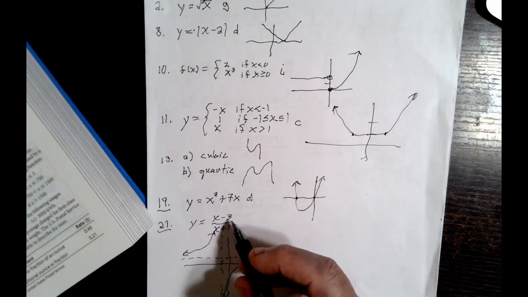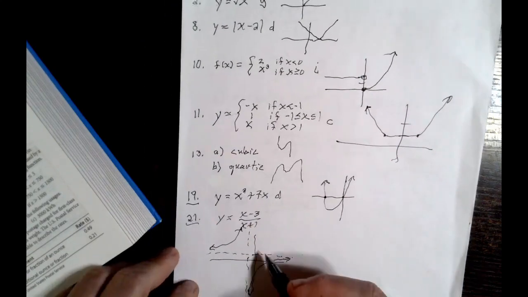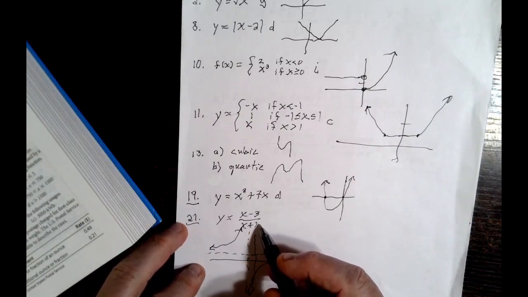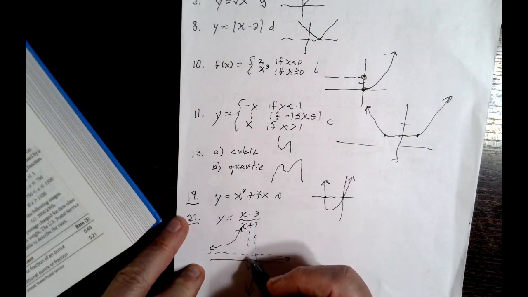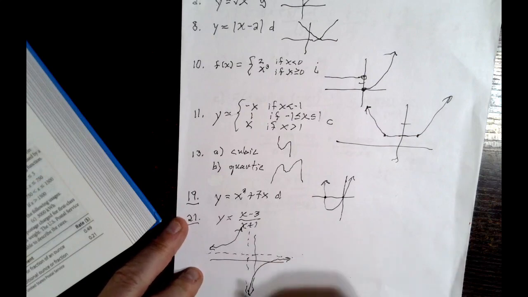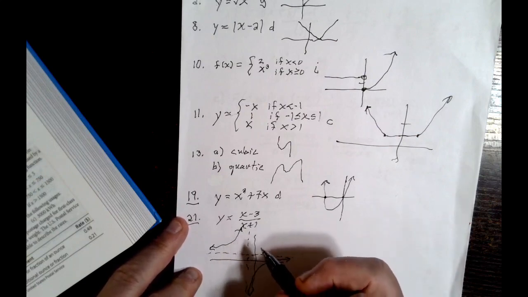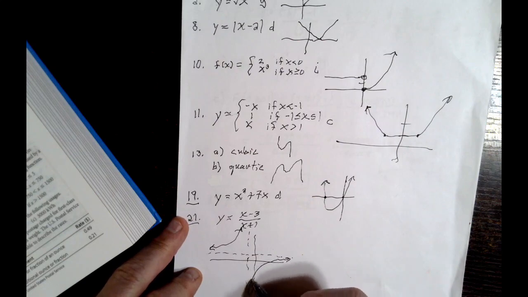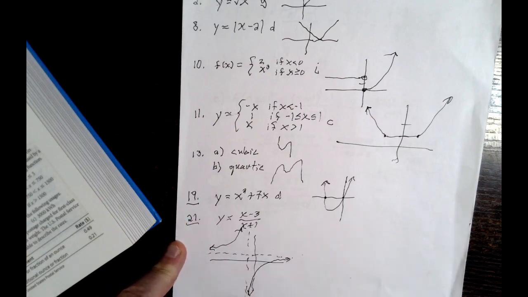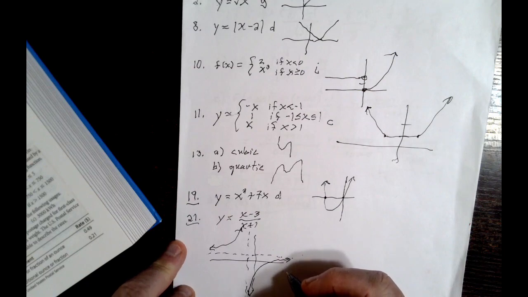21, x minus 3 over x plus 1. Setting x plus 1 equal to 0 gives you x equals negative 1, and that's one value your function does not take. And then if you plot some points, you'll see that this guy comes up this way, this guy comes up that way, and you've got asymptotes in both directions. And that is question G.